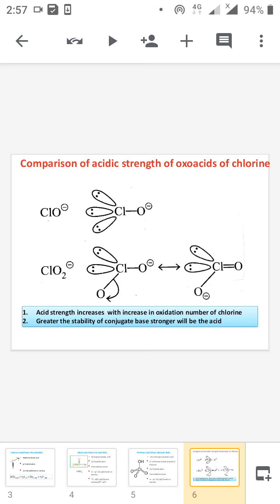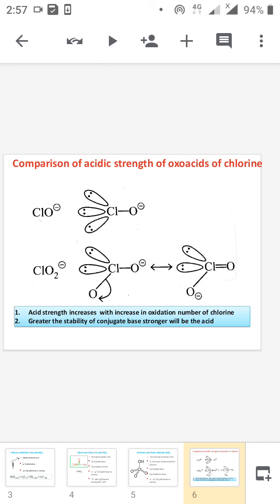The second point: the greater the stability of the conjugate base, the stronger the acid. See here in the first example, HClO will dissociate to form H plus and ClO minus. This is the structure of ClO minus, in which the chlorine atom exists in the sp3 hybridization state, and three of the sp3 hybridized orbitals contain lone pairs of electrons, and the other forms the sigma bond with the oxygen. In the conjugate base the negative charge is occupied only on the oxygen, and there is only one structure.